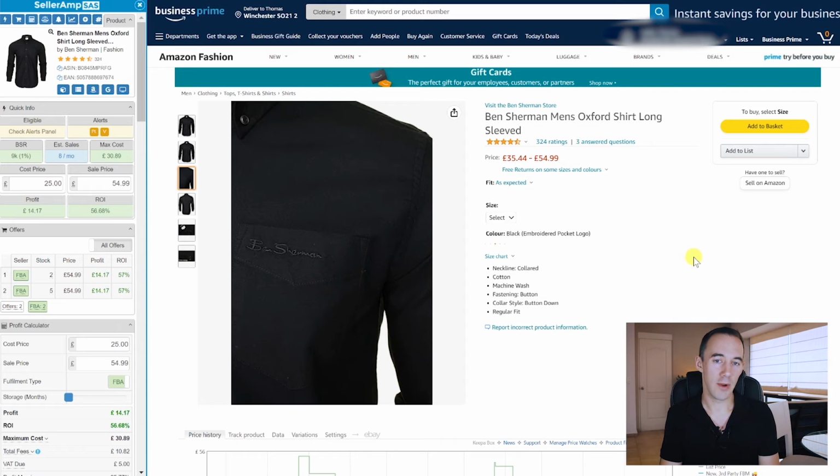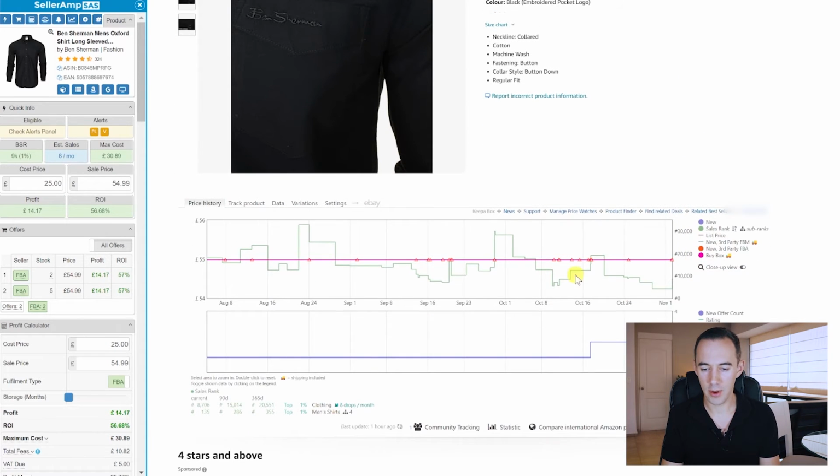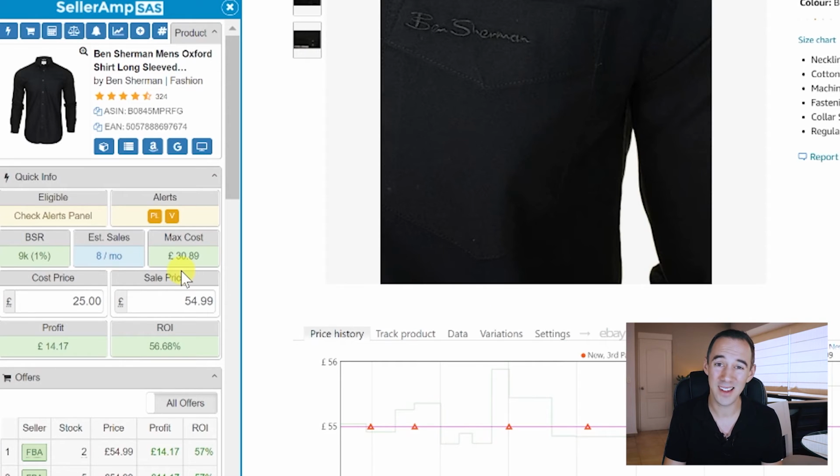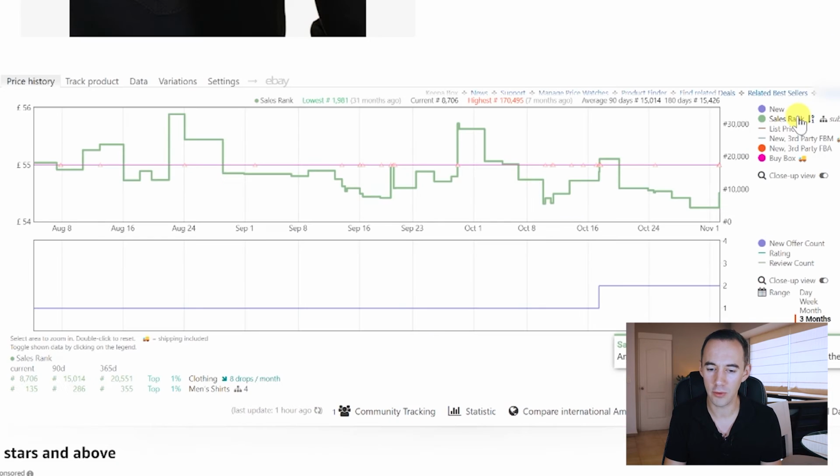Now, the final product to look at right now is this Ben Sherman shirt. Quite simply, if you come in saying 8 sales a month, fine, and if you jump over to the sales rank, I can see again, it's really not moving. I can just see it goes up and then it goes down. It's not really doing too much. But the one thing I would also say about this is just be very careful. The reason is a lot of products around these, should we say, clothing, shoes, they're generally variation listings.